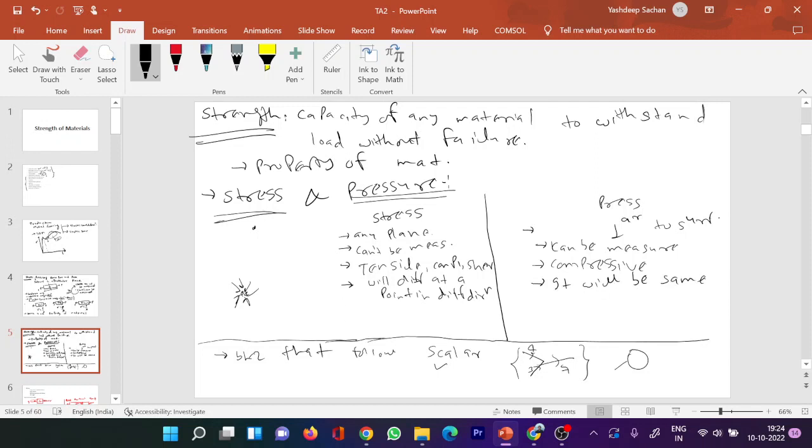Any other, or done? Stress, without strain, stress will not happen. I'm just asking about the difference between stress and pressure. Is this statement correct, that without strain stress cannot happen? We will see in thermal stress that generally it will not happen, but in an exceptional case it will happen. Okay, generally it will not happen.